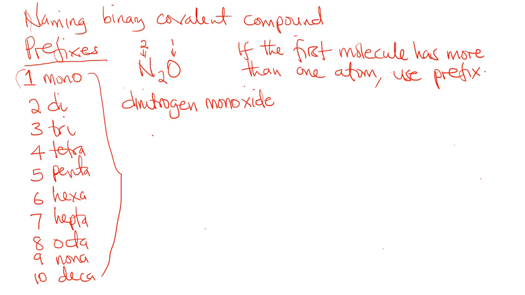So let's look at another molecule, CO2. So we have 1 carbon at the beginning and 2 oxygens here. Because the first element has 1 atom, we just call it carbon. We don't say monocarbon because it's the first element. So we just say carbon. But there are 2 oxygens here, so we call it carbon dioxide.